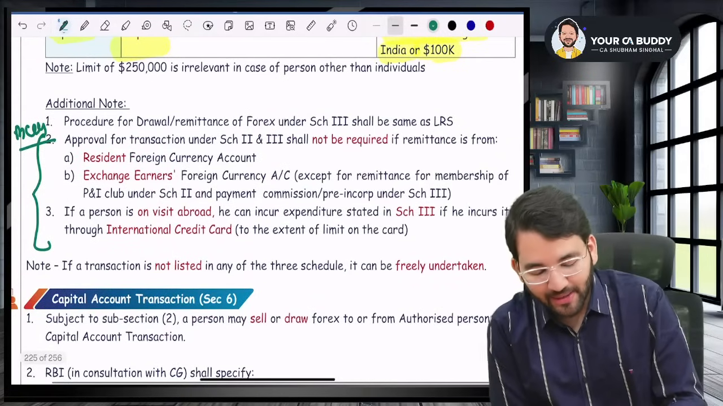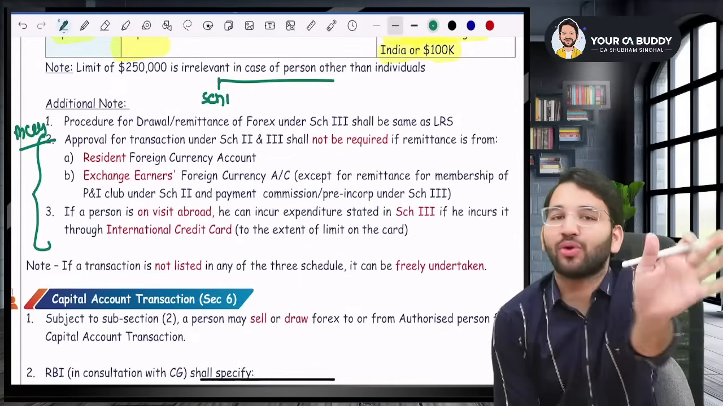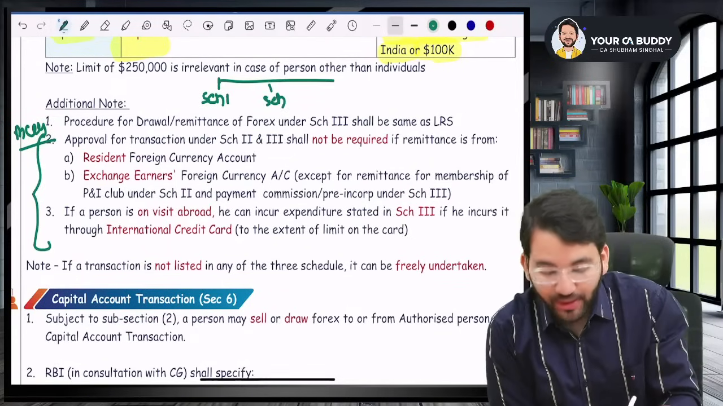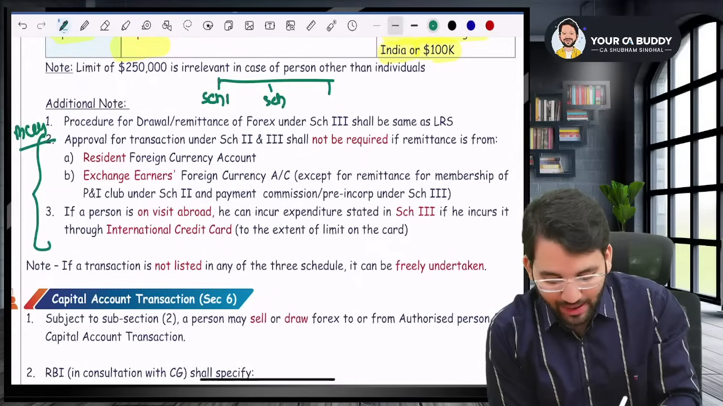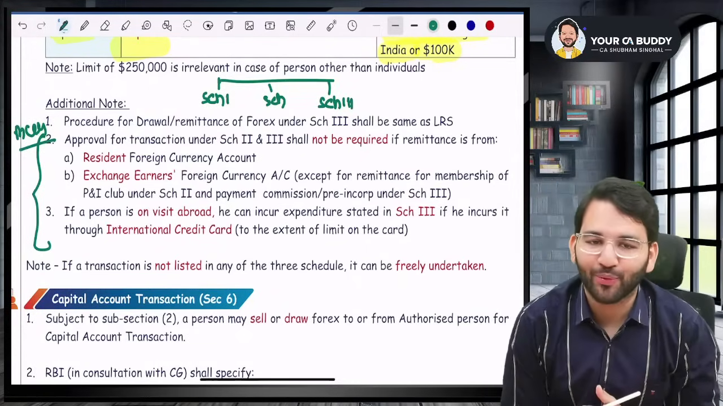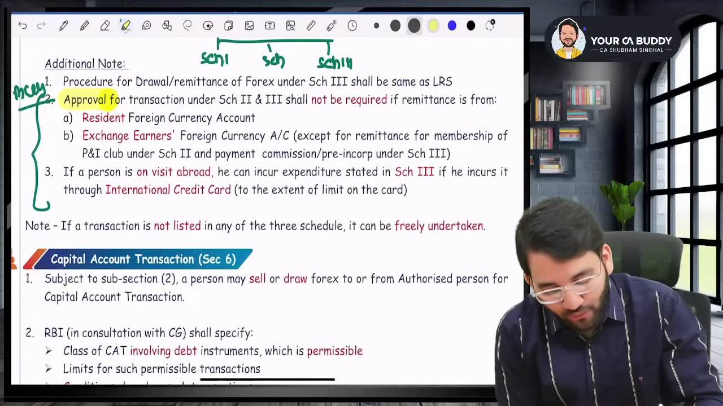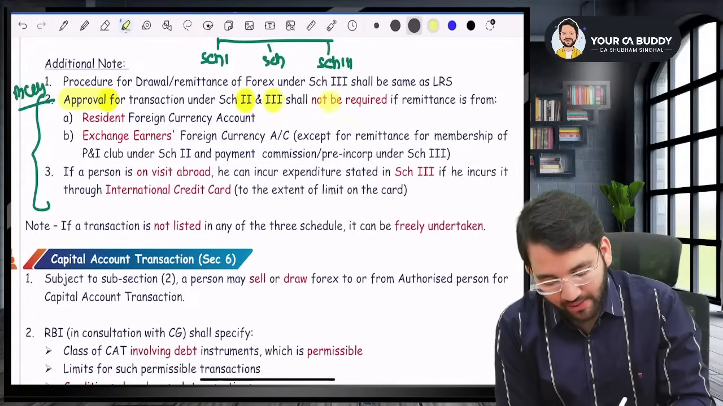Sir, again, let me tell you what was Schedule 1. Schedule 1 is you cannot do it. It is absolutely prohibited. Schedule 2 is you can do it, but you require CG approval. And Schedule 3 is basically you can do it up to a limit. Beyond the limit, RBI's approval. Now listen to me very carefully. Sir, it says that approval of a transaction under Schedule 2 or 3 will not be required.